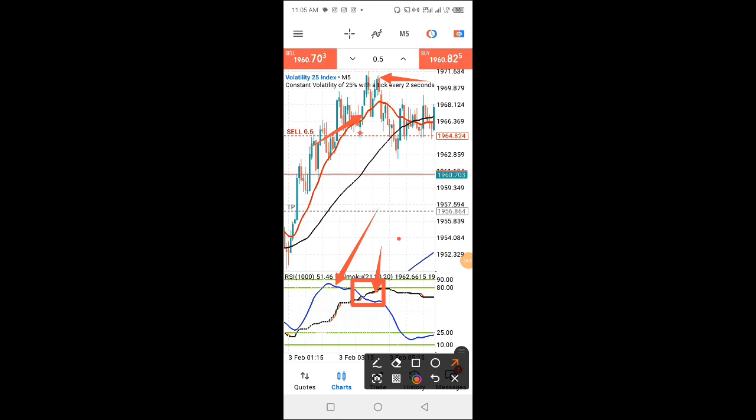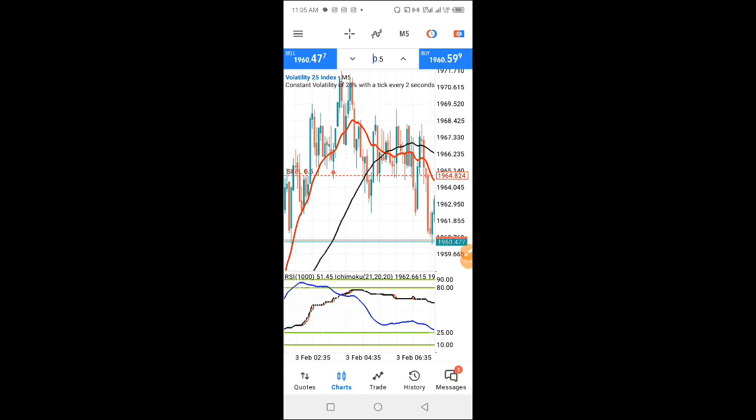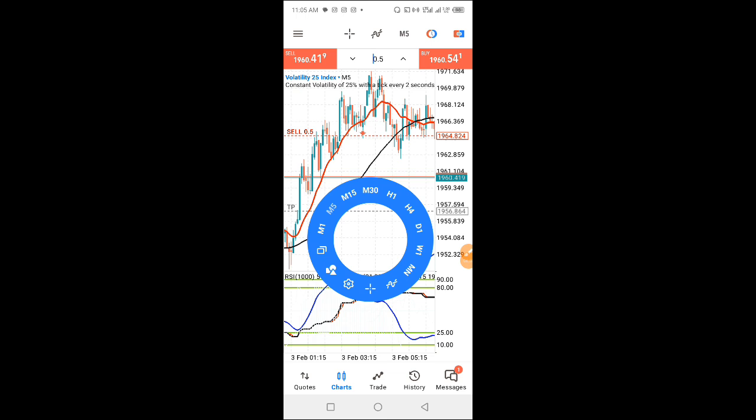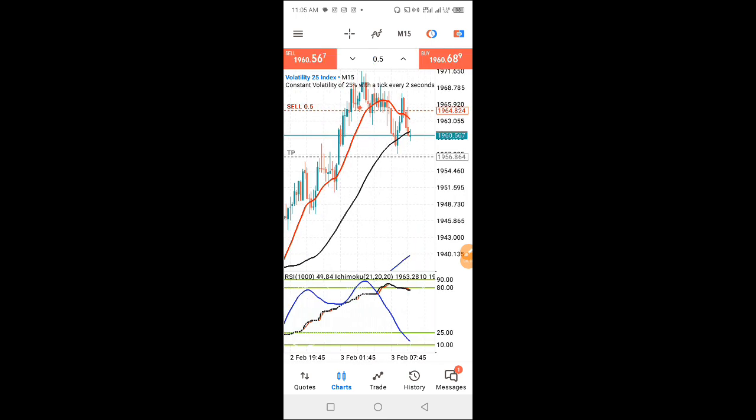So immediately I executed the trade, you will notice that price didn't just go down immediately, because when you go to the 15-minute time frame, let me show you something in the 15-minute time frame. You see that immediately I executed the trade here. Look, you see where I put my TP. When I executed the trade, price just went a little bit, and before you know it, it started going up.